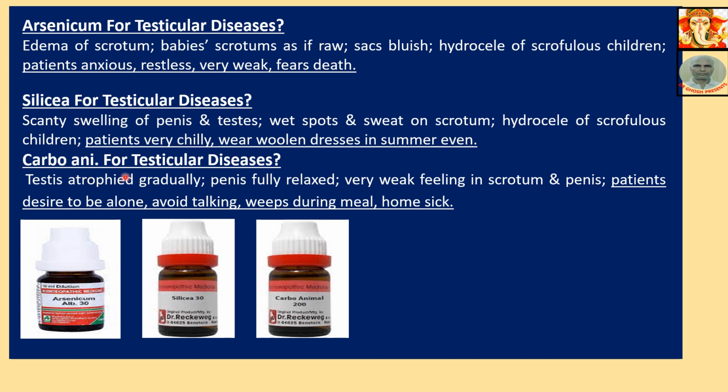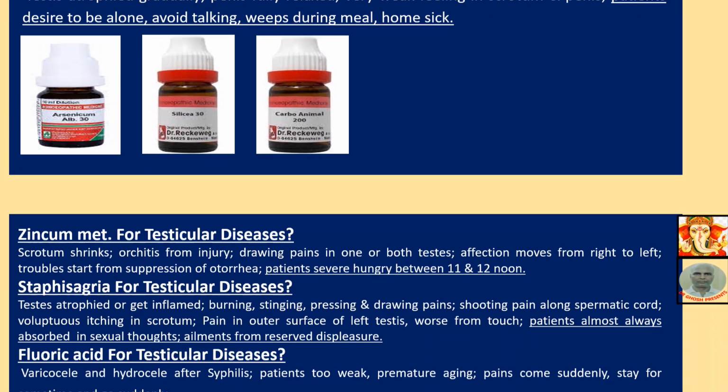Carbo animalis for testicular disease. Testis atrophied gradually. Penis fully relaxed. Very weak feeling in scrotum, penis. Patient desires to be alone, avoids talking, weeps during meal and homesick. These are general symptoms.